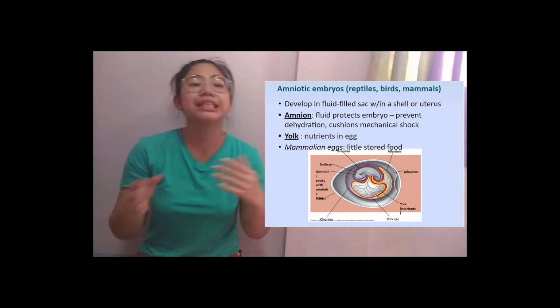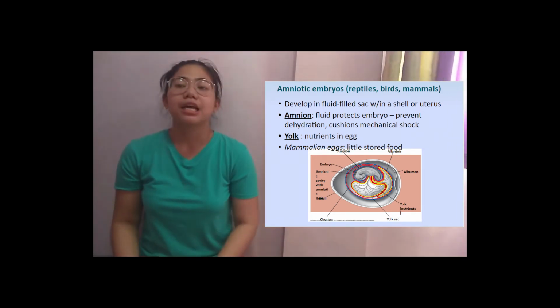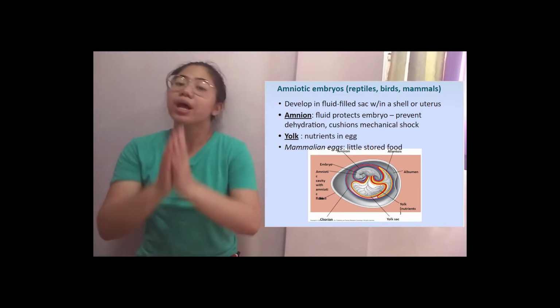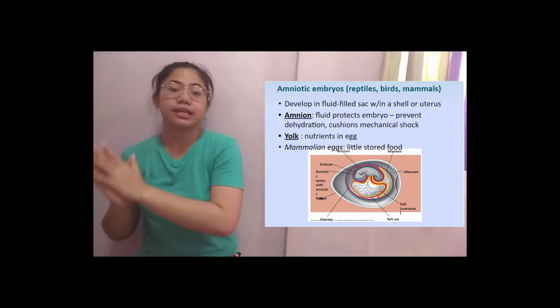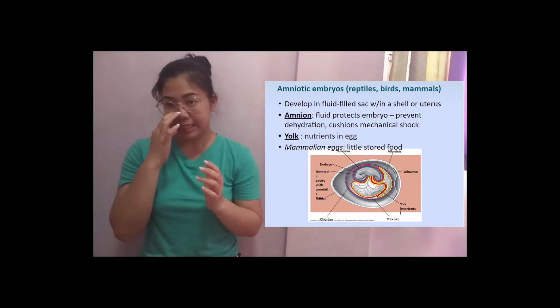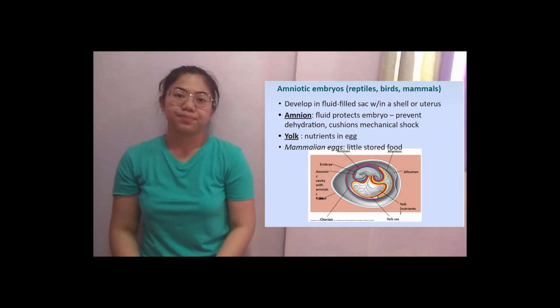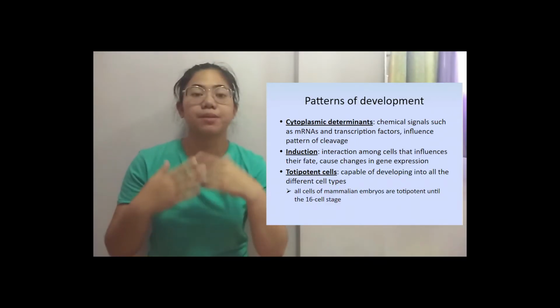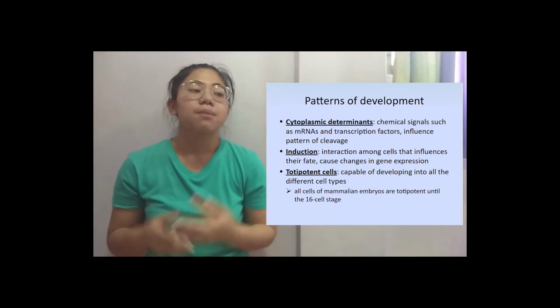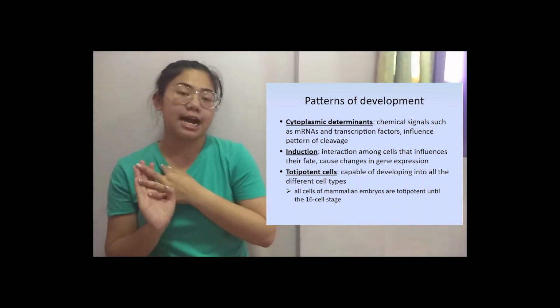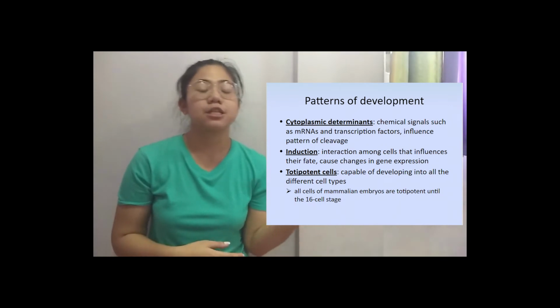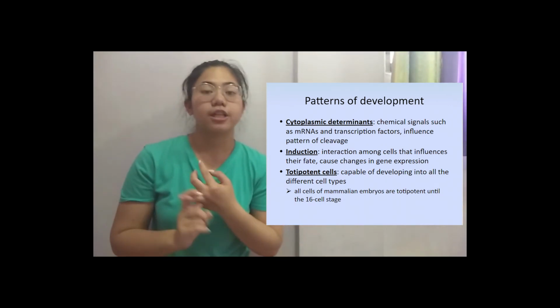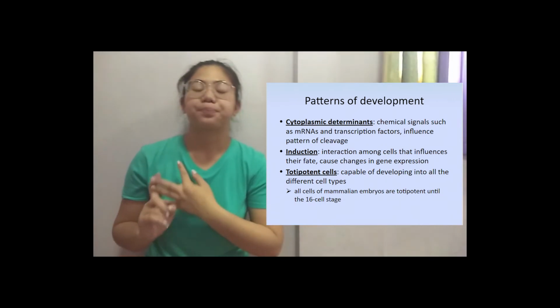We also have a part called the yolk. All the nutrients are there, the nutrients of the egg. Next, we're going to discuss patterns of development. In patterns of development, there are 3 terms we need to remember: cytoplasmic determinants, induction, and totipotent cells.